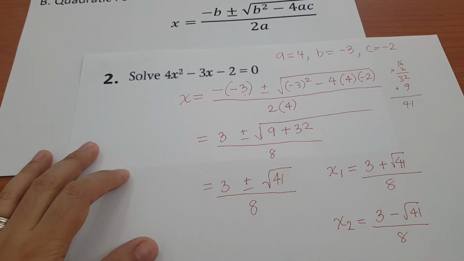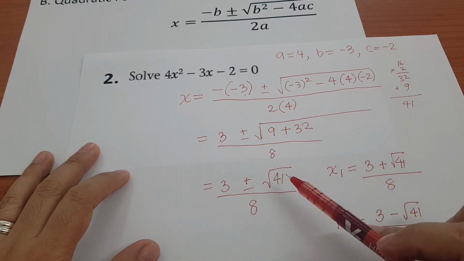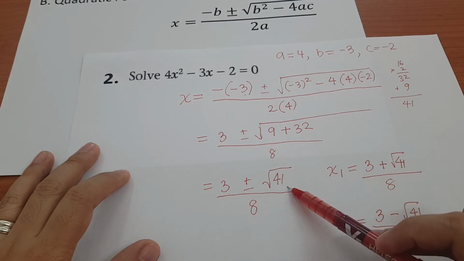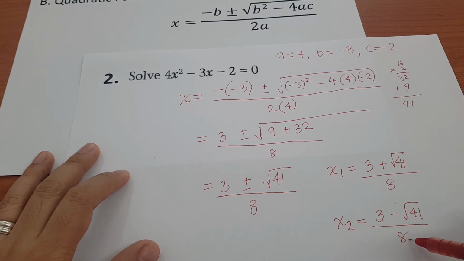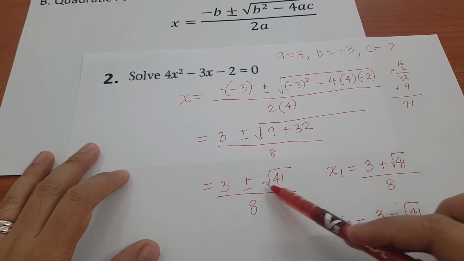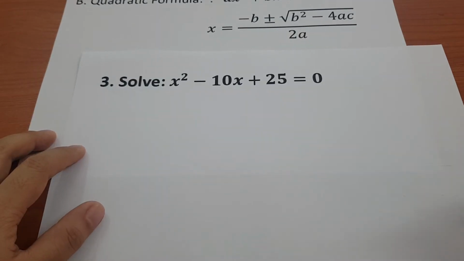Since we don't have a calculator, we'll just leave it like this, because there is no simplifiable root here. So you will end up with 3 plus root of 41 all over 8, and 3 minus root of 41 all over 8. But if there is still a factor, then you need to simplify and continue, just like example number 1. Okay, let's have the last example.